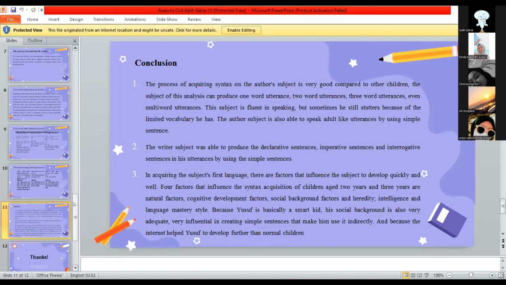Because Yusuf is basically a smart kid, his social background is also adequate, very influential in creating simple sentences that make him use them indirectly. And because the internet helped Yusuf to develop further than normal children. So yeah, I think that's all for my presentation. Sorry. Do you have any questions? Please ask.